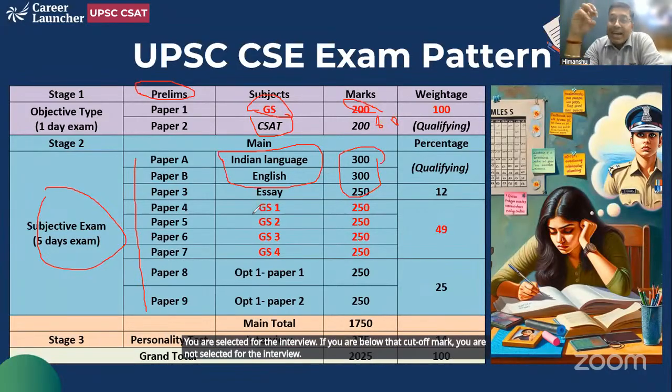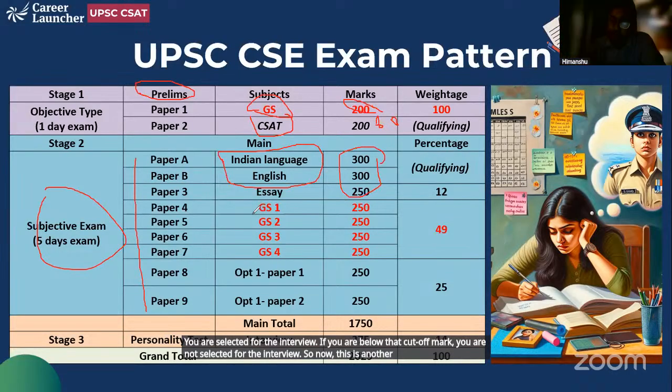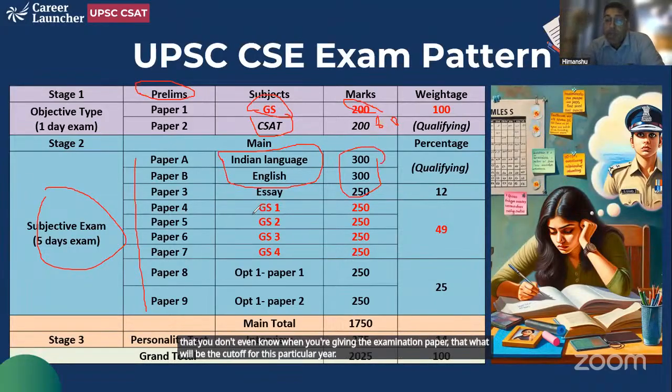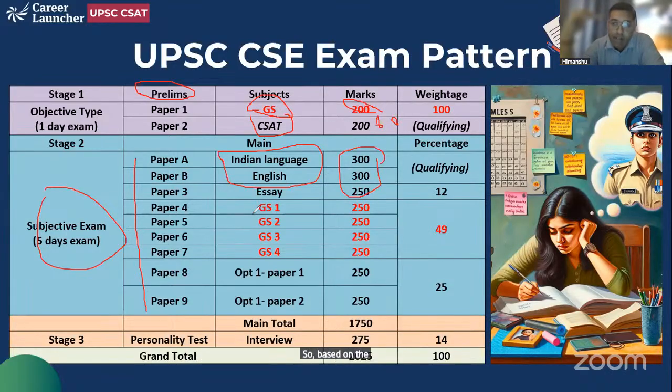Now this is another complexity in the paper: you don't even know when you are giving the examination what the cutoff will be for this particular year. So based on the paper difficulty level, the complexity level, you have to guess and score accordingly. You have to attempt your paper accordingly.